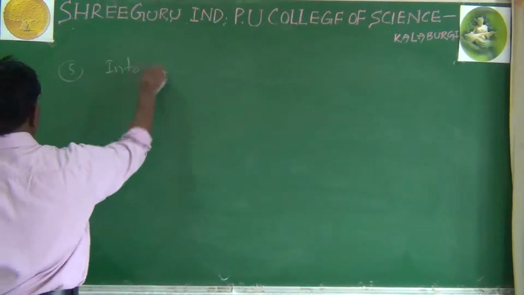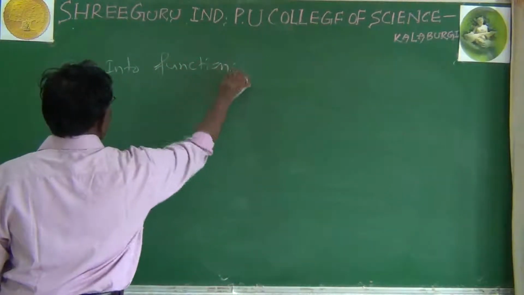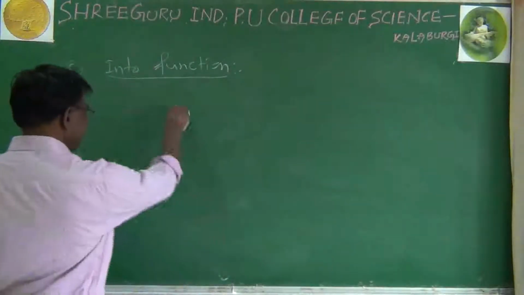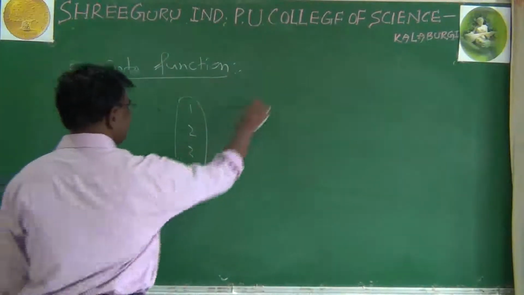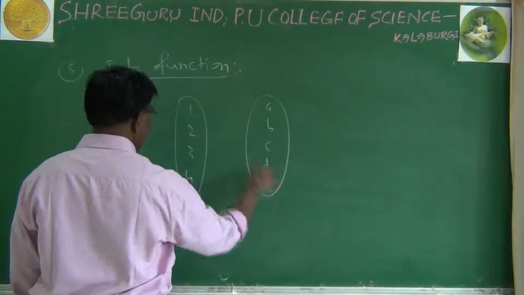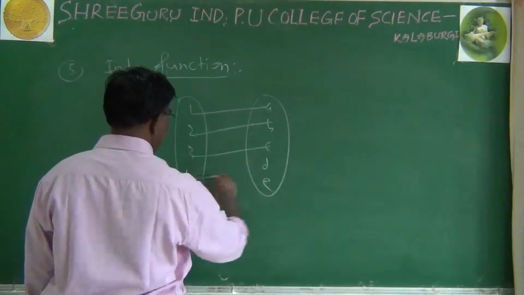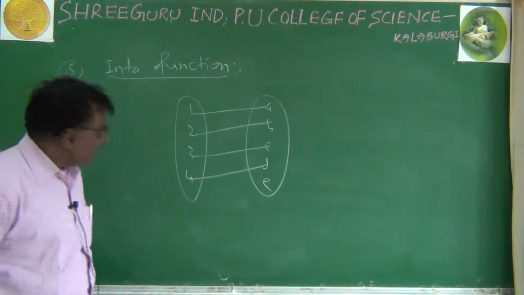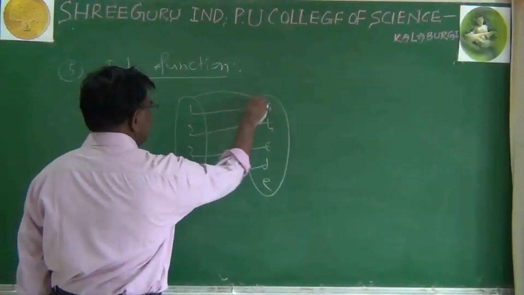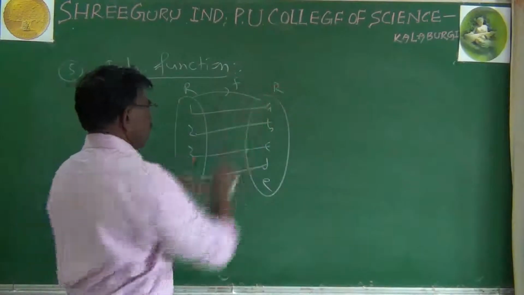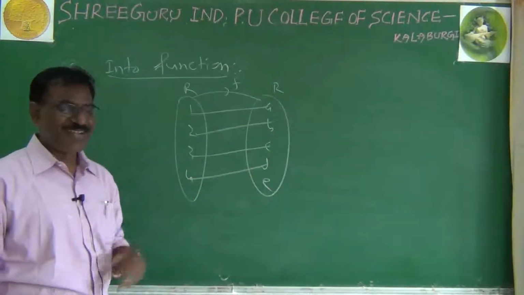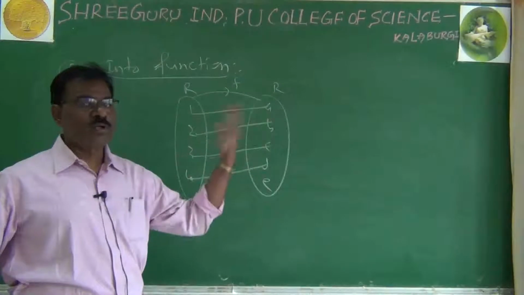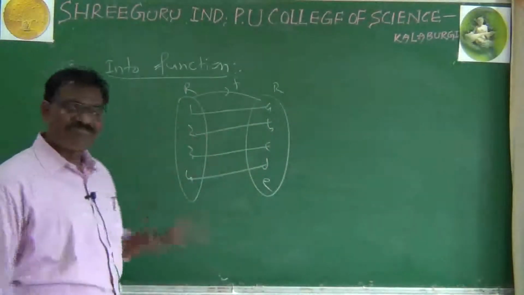Another definition: into function. What is into? Not onto, it is called into. Very simple example: 1, 2, 3, 4 in A and a, b, c, d, e in B. Now start initially. Function, yes. Some students say not a function, but you are not mentioning R to R. Now it is a function.